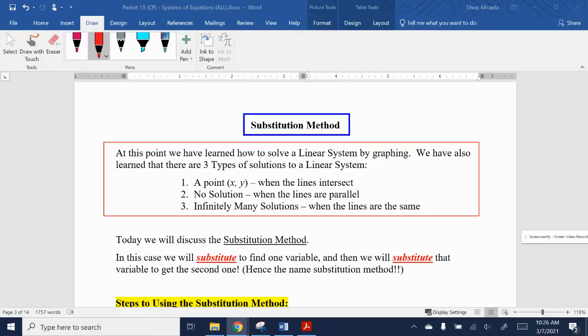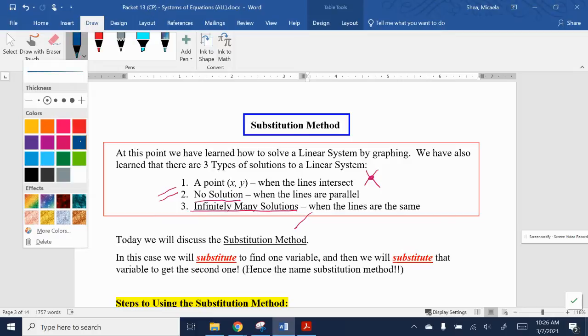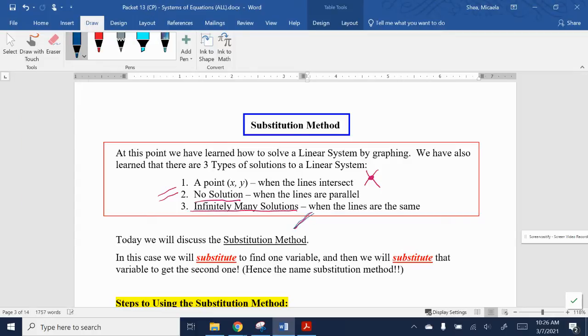We've also learned that there are three types of solutions to a linear system, just as a reminder. We can have one solution where there's a point. The two lines intersect, and there's our solution. We can have no solution, which is when the two lines are parallel to each other and they never cross. And then finally, we have infinitely many solutions when the two lines are actually right on top of each other because they have the same slope and the same y-intercept.